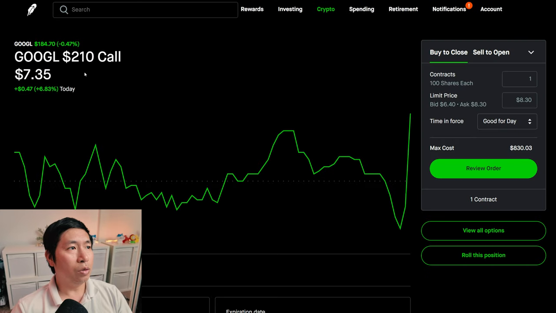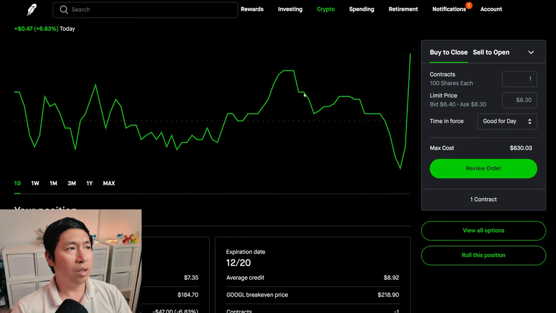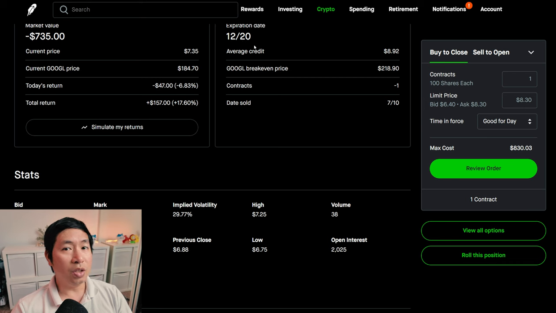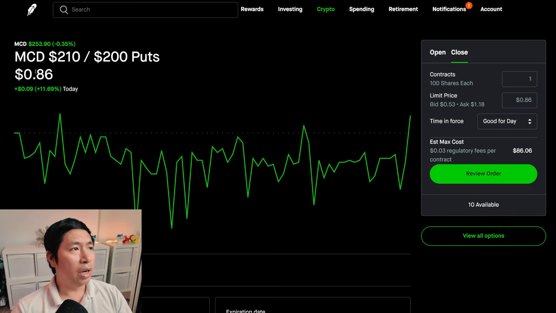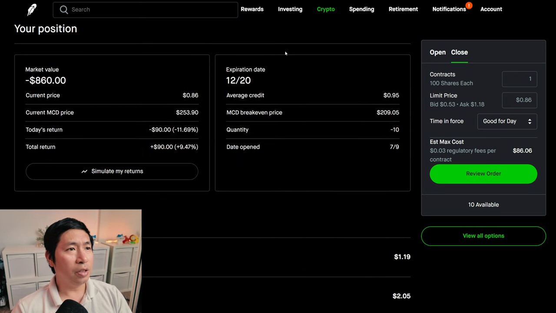I'm selling Google $210 covered calls. These expire December 20th. My total return, $157. I have McDonald's $210, $200 put credit spreads. These expire December 20th. My total return, $90.